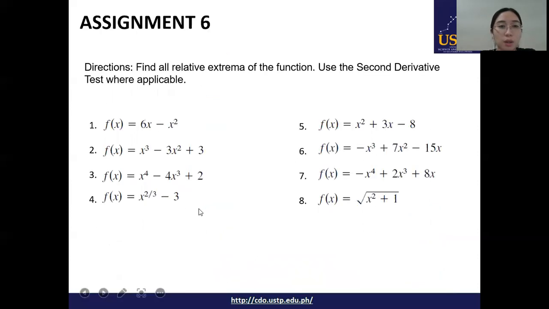Okay, so that's all for our part 2 sa atong polynomial curves topic, and attached here is your assignment number 6 where you're going to submit it until Sunday.